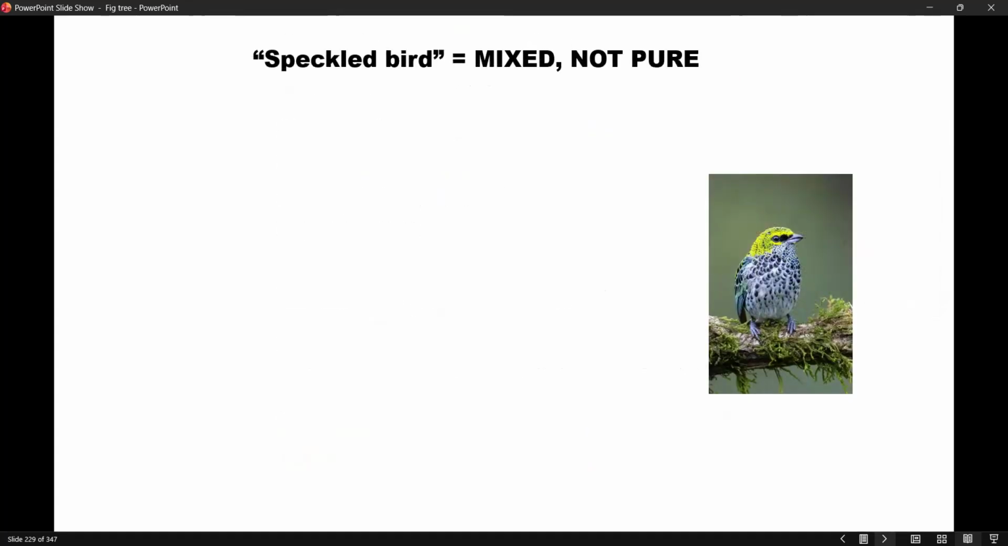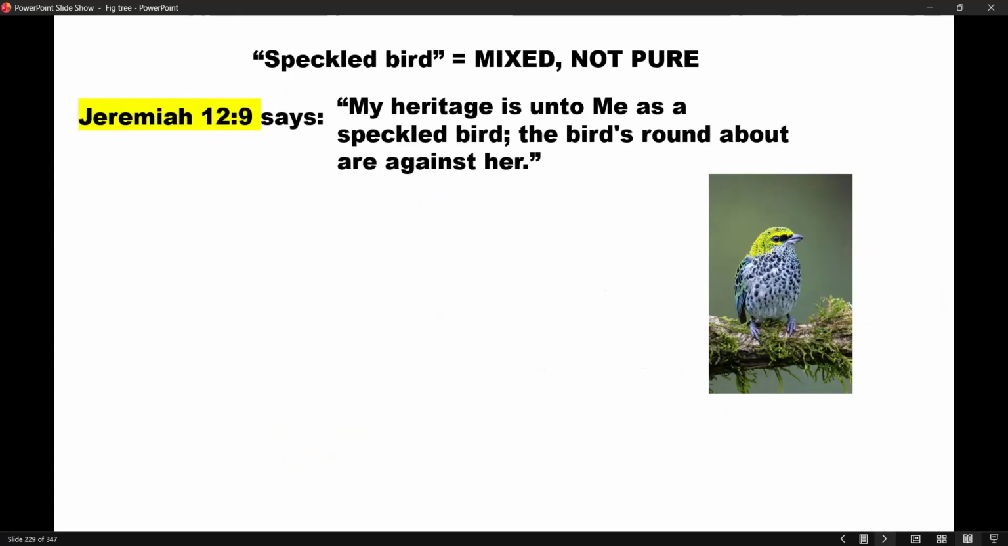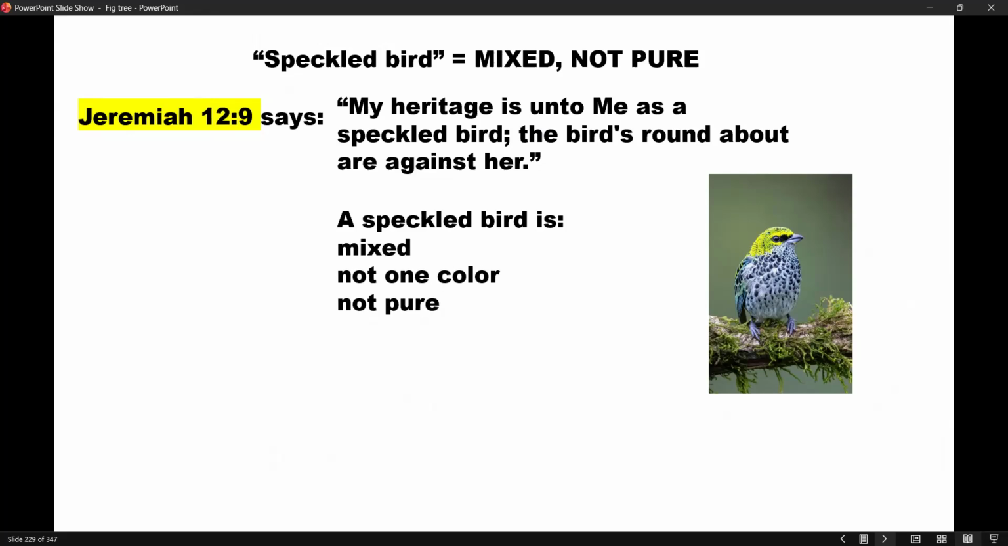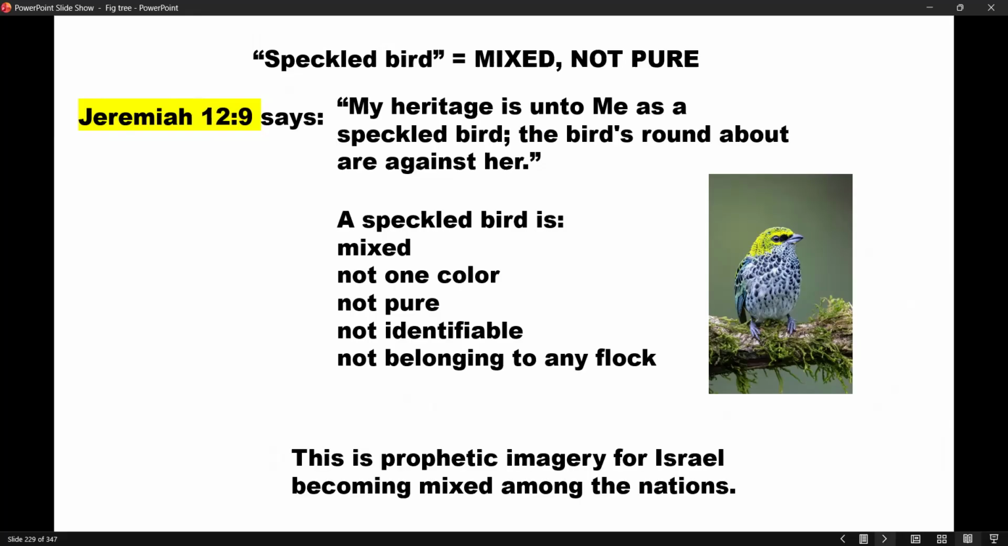Speckled bird equals mixed, not pure. Jeremiah 12:9 says, "My heritage is unto me as a speckled bird. The birds round about are against her." A speckled bird is mixed, not one color, not pure, not identifiable, not belonging to any flock. This is prophetic imagery for Israel becoming mixed among the nations.